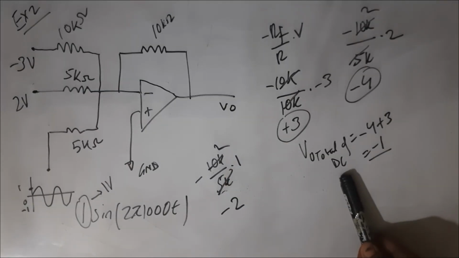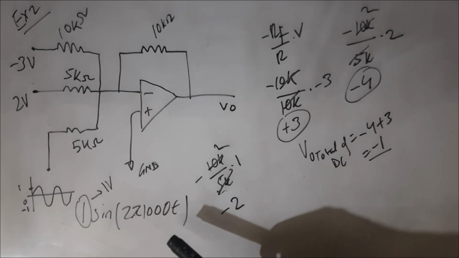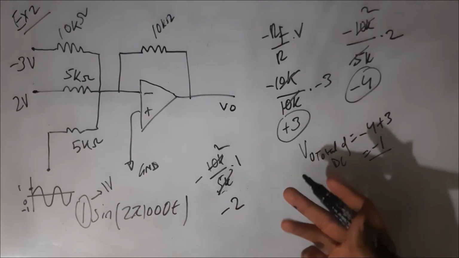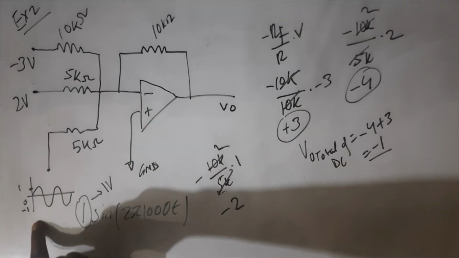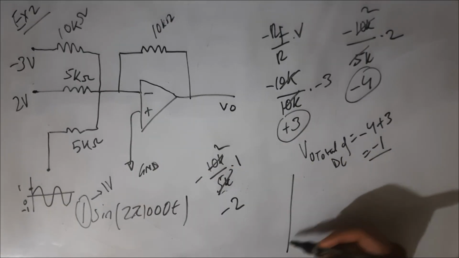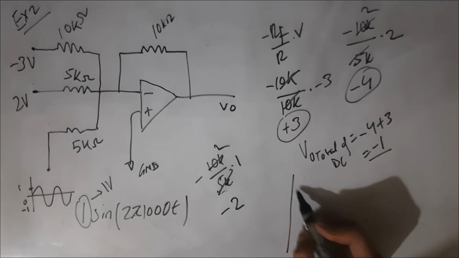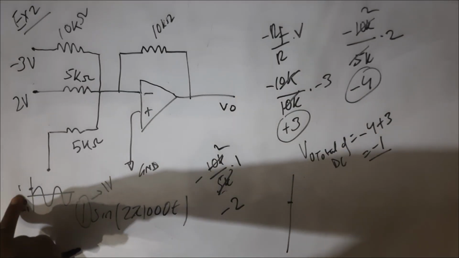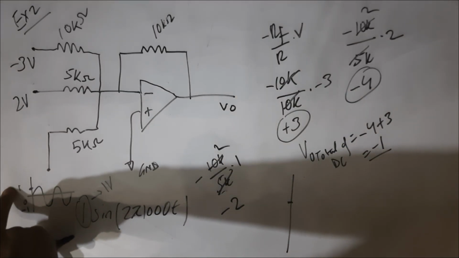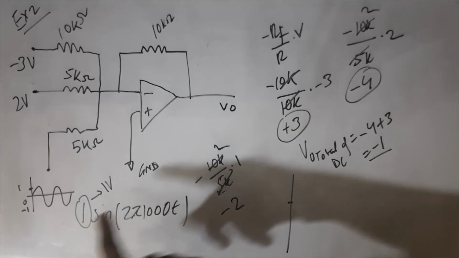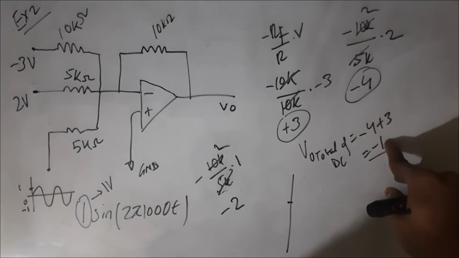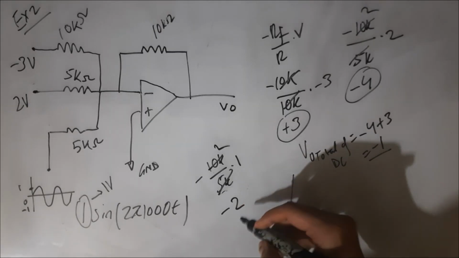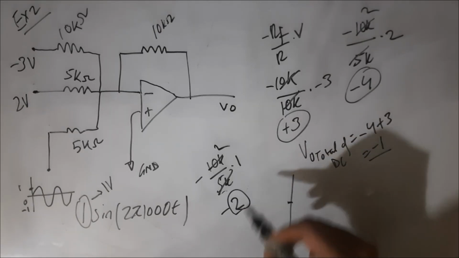So we found the DC voltage. We also went through our AC waveform. The new output voltage will have a different waveform compared to the input waveform. So our previous waveform started from 0 and the amplitude magnitude was 1. Our new waveform will start from minus 1 because this is the offset voltage, and our new waveform will have an amplitude of 2, magnitude 2.